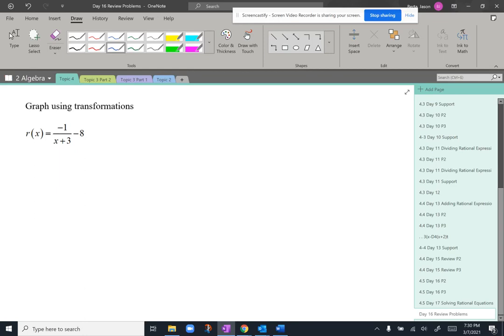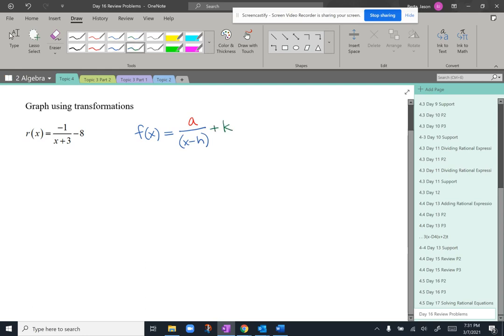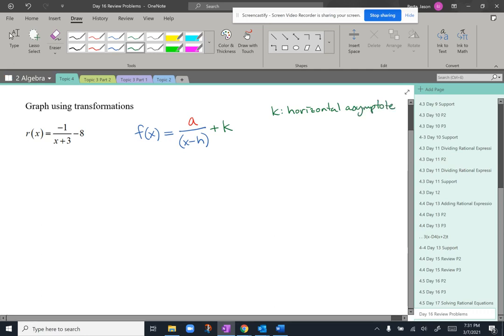When we graph a rational function using transformations, we want to use that transformation form of the rational function. So remember, our transformational form looks like this. We've got f of x equals an a coefficient over x minus h, and then we've got a plus k. That k value corresponds to our horizontal asymptote. That's because the k represents a vertical shift, which corresponds with that horizontal asymptote. That asymptote is going to be in the form of the equation y equals k.